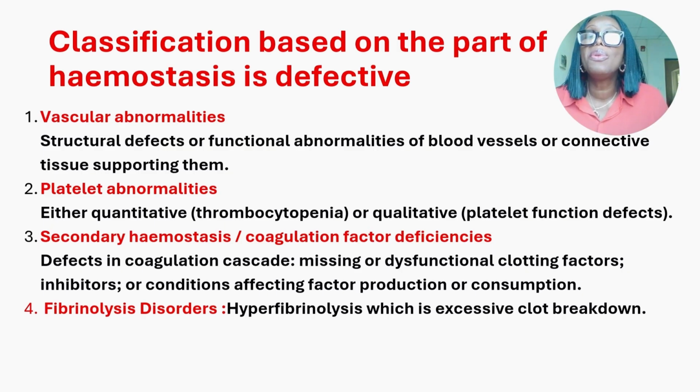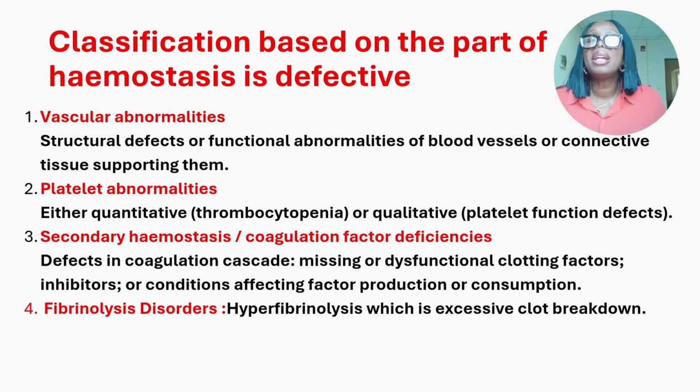And we have the second one, the platelet abnormalities. This has to do with abnormalities in primary hemostasis. The platelet abnormalities can be quantitative, what we call thrombocytopenia, or qualitative, what we call platelet function defects. So when there is an issue with platelets, either quantitative or qualitative, the individual will have a tendency to bleed.